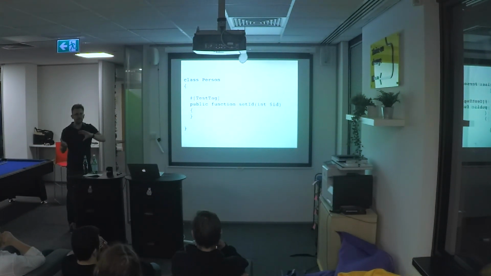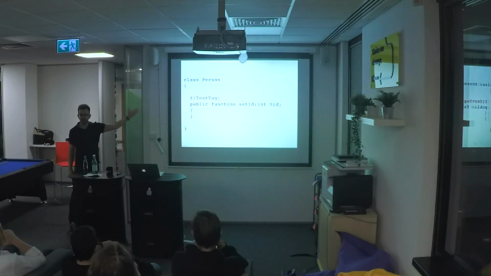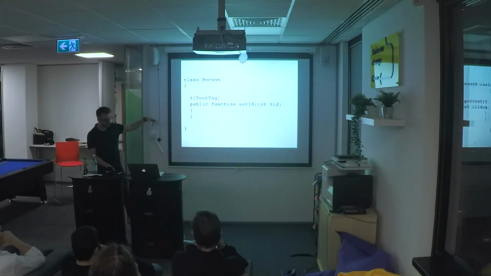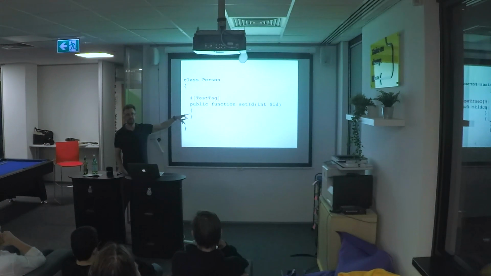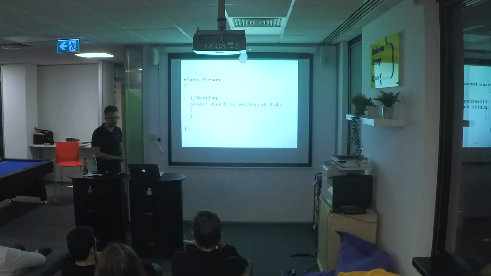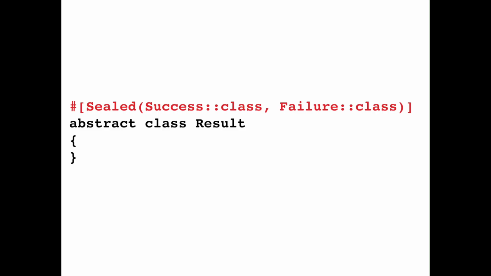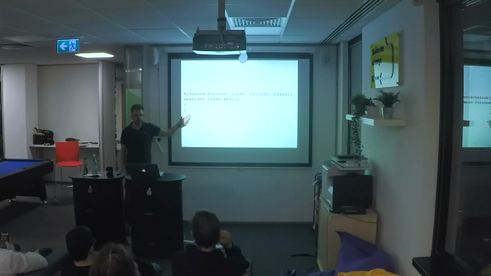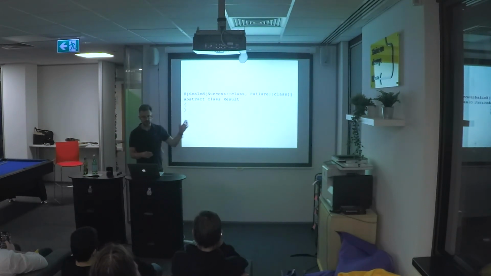There are clever ways you can do things with reflection to get around all of PHP's visibility modifiers. But I think this is a better way of doing it, because what you're saying to developers is that this setID method is used somewhere, but it should only be used for tests. So if you do want to change it, you've then got to find which tests are using that. I haven't actually implemented this yet, but sealed basically says, in this case, Result can only be extended by a Success class and a Failure class. You can't extend it in any other way.